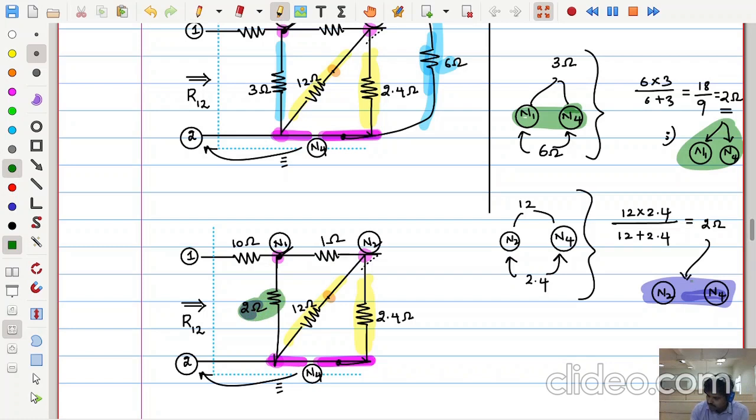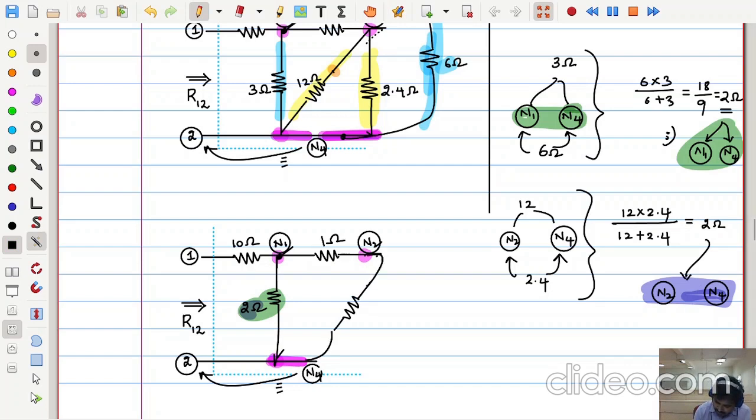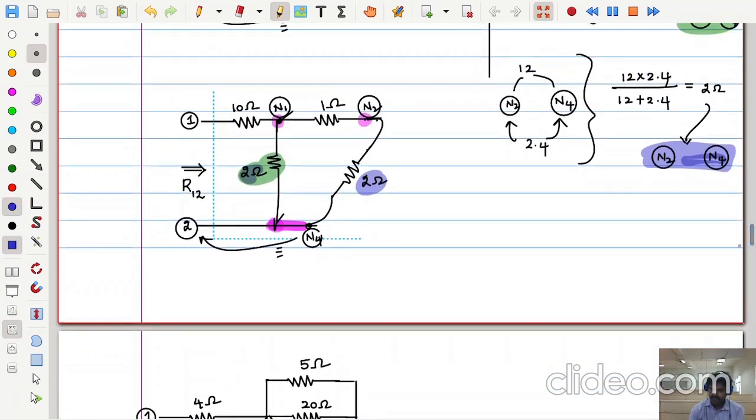Next, let us remove these 12 and 2.4. Now how much is its equivalent? 2. Where should we connect that? Between N2 and N4. Where is N2? Here. Where is N4? Here. Now after this simplification, could you see that this is the blue color one. 2 and 1 are in series. Clear?